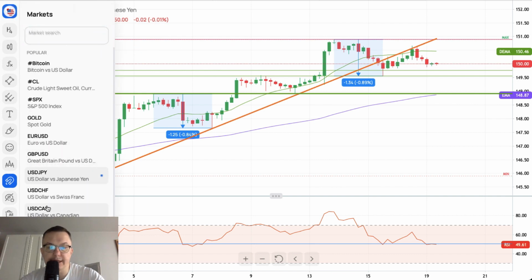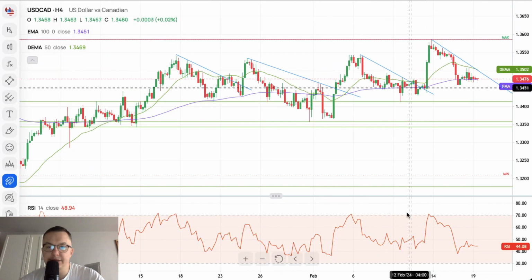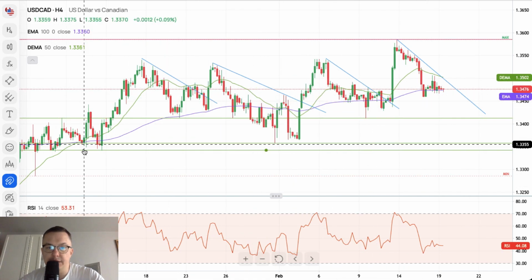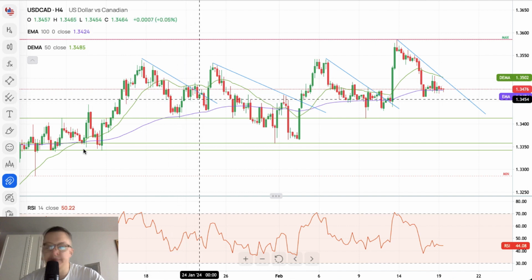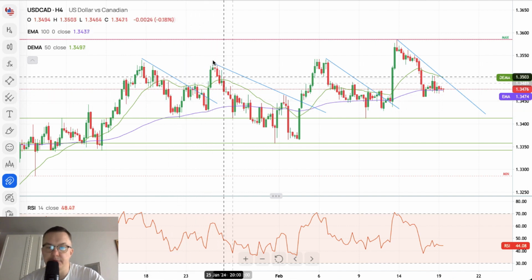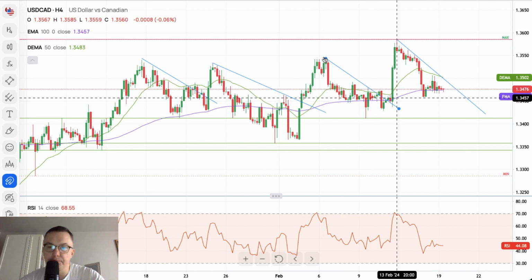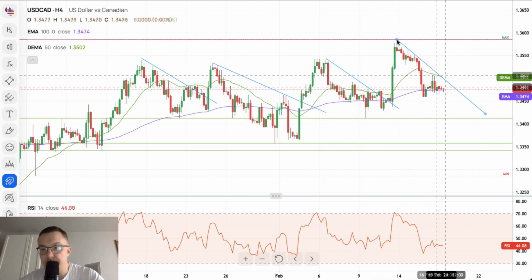Okay, US dollar to the Canadian dollar. US dollar to the Canadian dollar is following our pattern. The pattern is very, very simple. Every time we go up, then we have some kind of a pullback, then we break the blue line. We got some kind of a pullback, we break the blue line, and again, we got some kind of a pullback.